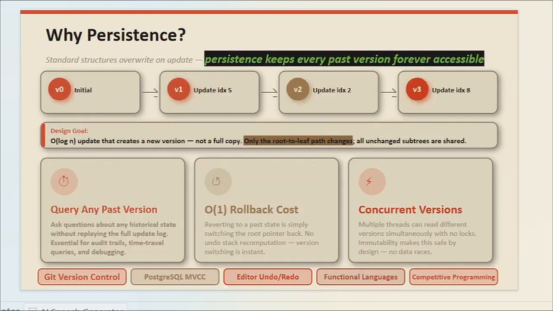A persistent segment tree works using two key ideas, path copying and structural sharing. During an update, only the nodes along the root to leaf path are copied. All unchanged nodes are shared between versions. Because of this, each update requires only order of log n additional memory and time.